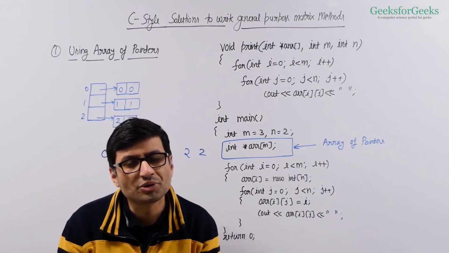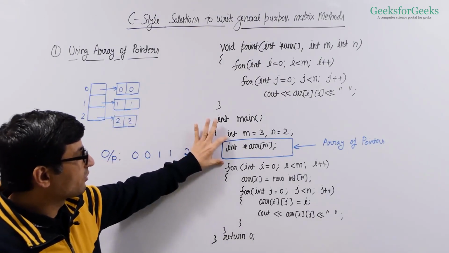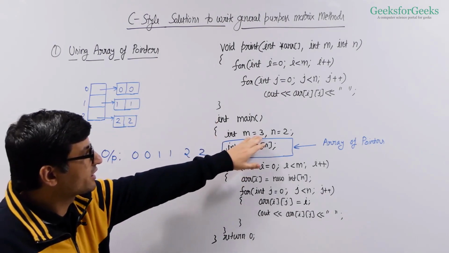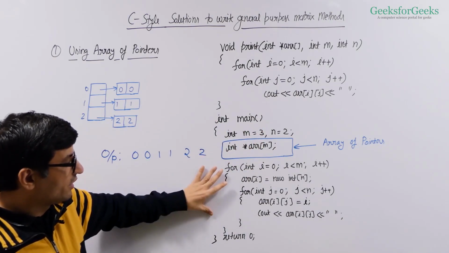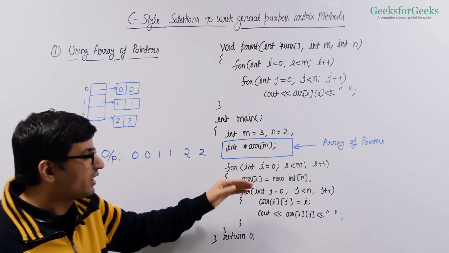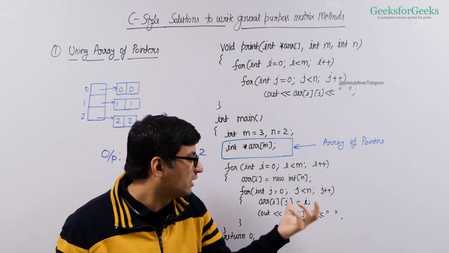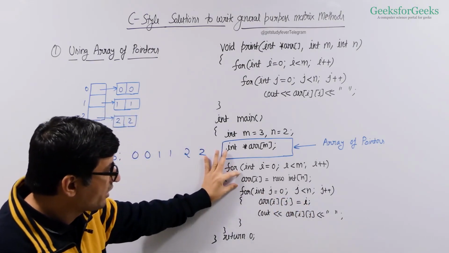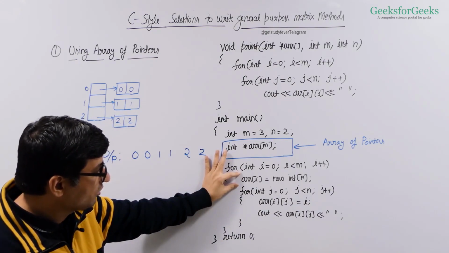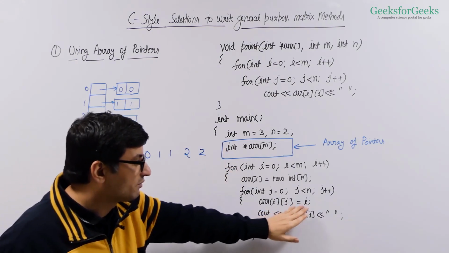The second solution is to use an array of pointers. We create an array of pointers and the size of this array is m, where m is user input. Then we can initialize this array by allocating memory for individual rows and then putting the values in the individual rows. So this is where we allocate memory for the ith row and then we traverse the ith row and we assign some value here.